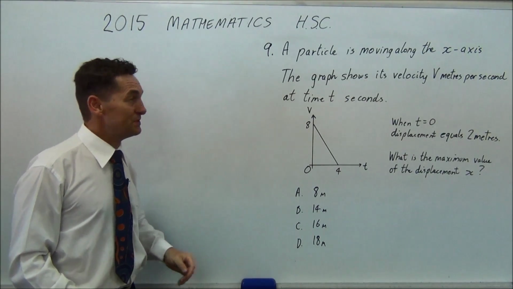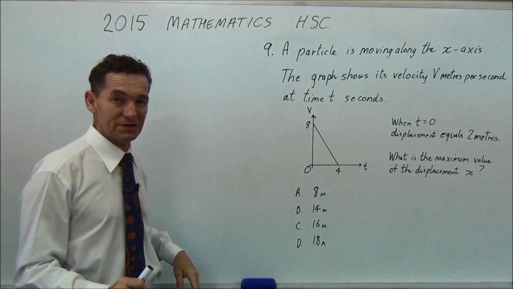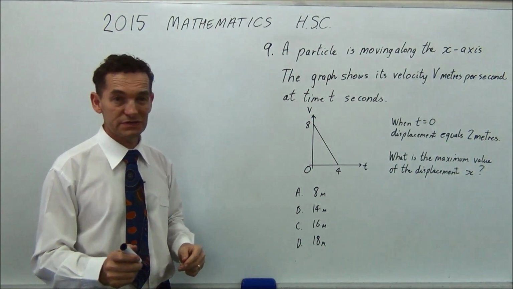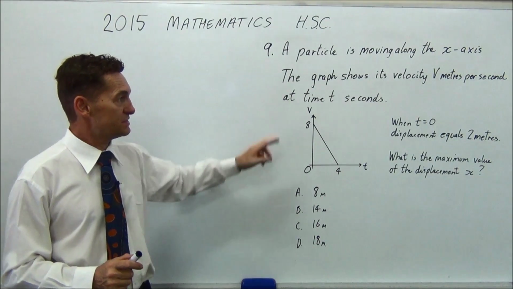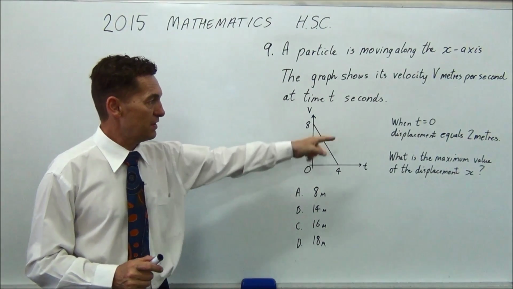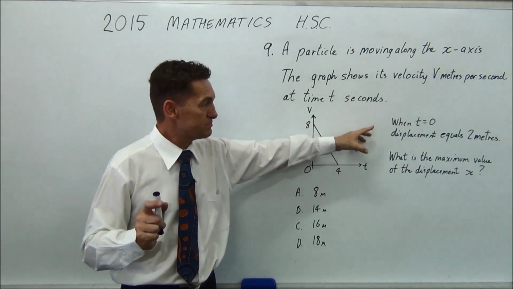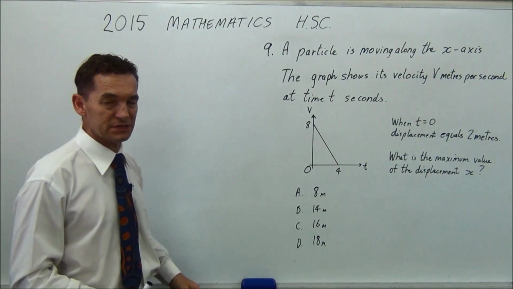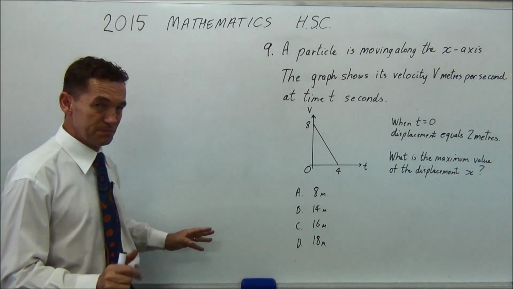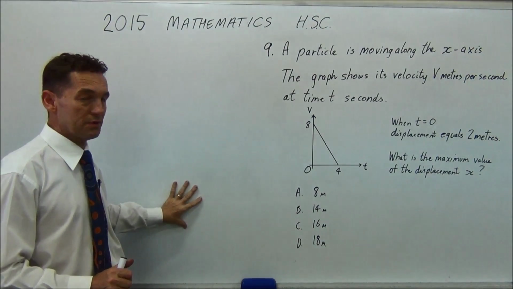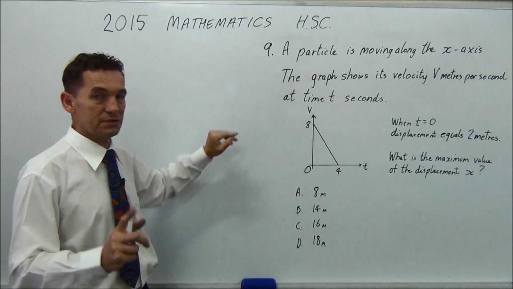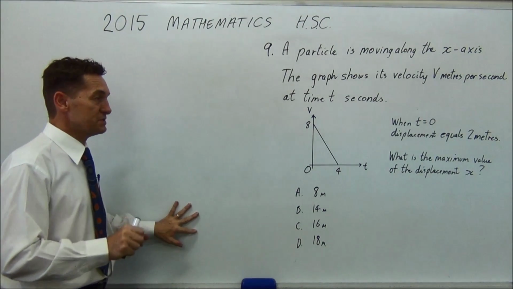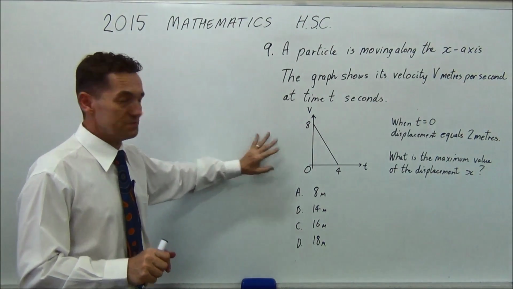G'day again, question 9. So question 9 is probably your hardest multiple choice question. A particle is moving along the x-axis. The graph shows that its velocity in v meters per second at time t seconds. And it gives you this graph. It tells you when t equals 0, displacement equals 2 meters. What is the maximum value of the displacement x? 2 ways to do it. I would suspect they would expect you to do the working out, being question 9. But there is a faster way to do it. So I'll do the working out, which is what I think they would expect you to do, and then I'll show you a faster way.